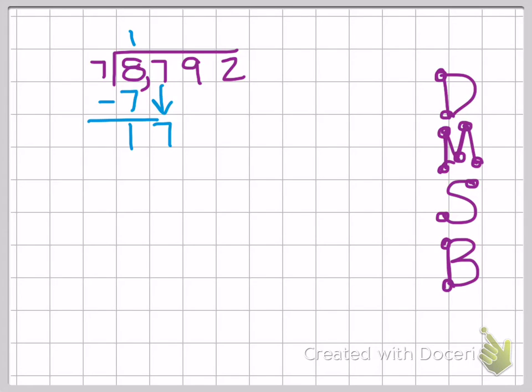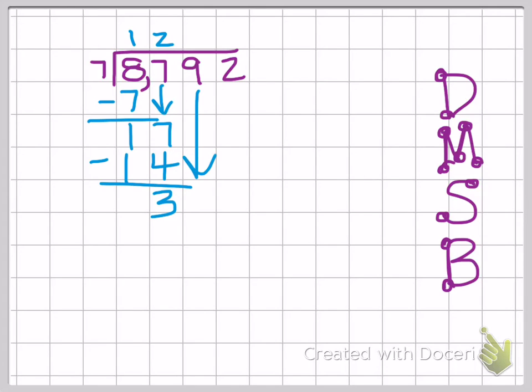So we have 17. We're trying to figure out how many 7s go into 17. I know that 7 times 2 is 14, and 7 times 3 is 21, which is too much. So only 2 7s can go into 17. So I'll put a 2 there. Next I multiply. 2 times 7. 2 times 7 is 14. Now it's time to subtract. 17 minus 14 is 3.